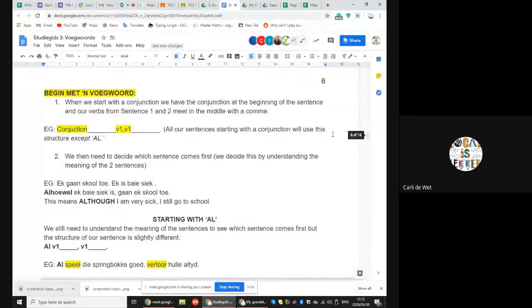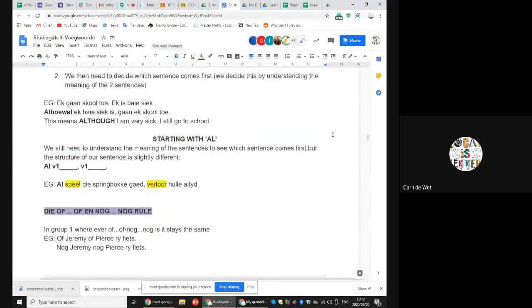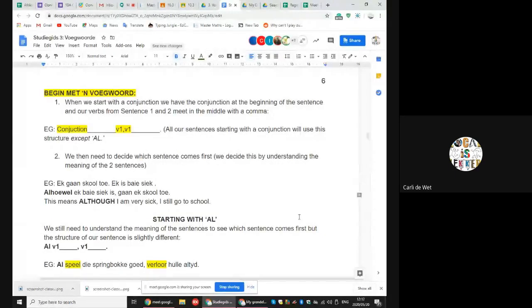If you go into more detail, you will see that all is in a different group. All the other conjunctions that you need to start with are in group 3, which means the verb must move to the end. So you're going to have conjunction, sentence, verb 1, comma, verb 1, sentence. Can you see they're standing there in holy macaroni with a comma in between? It's like a bride and groom and a bouquet in between them. Can you see that?